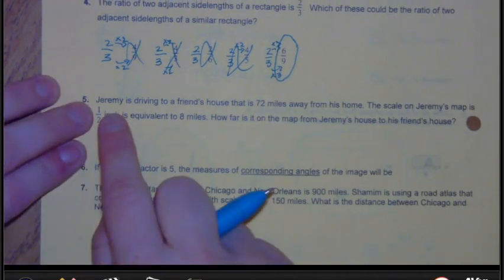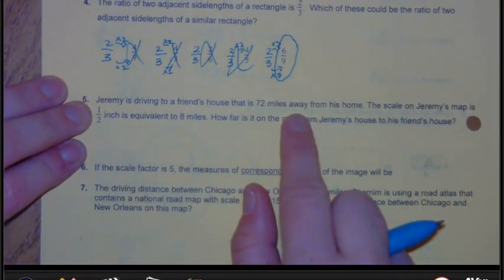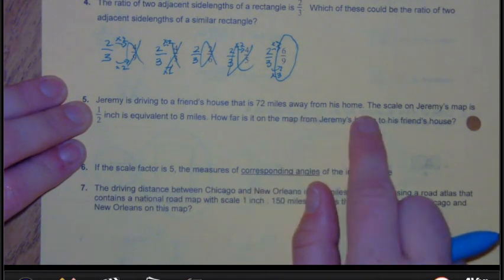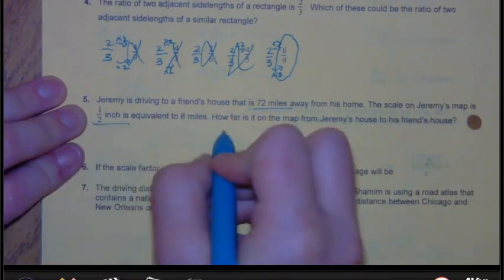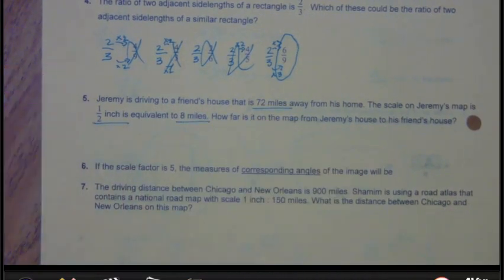All right. Jeremy is driving to a friend's house that is 72 miles away from home. The scale on Jeremy's map is 1/2 inch is equivalent to 8 miles. How far is it on the map from Jeremy's house to his friend's house?